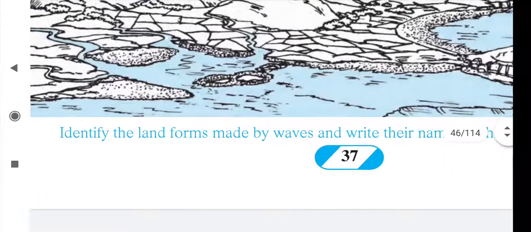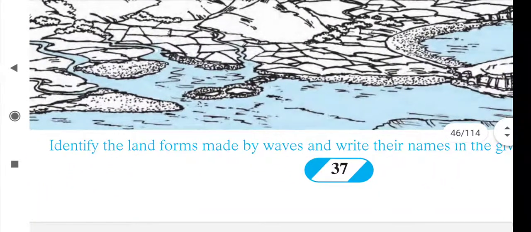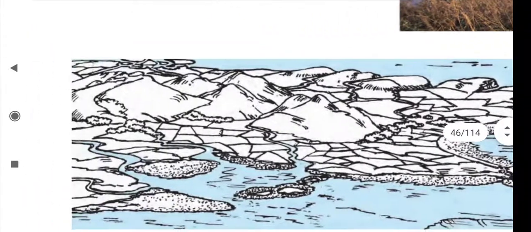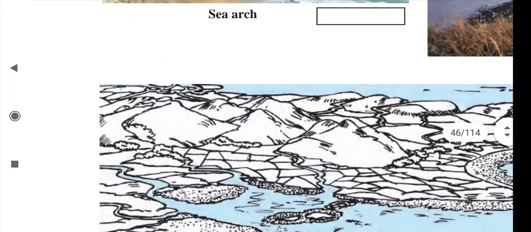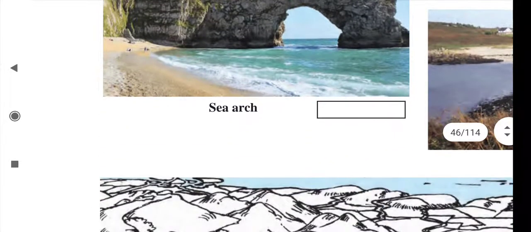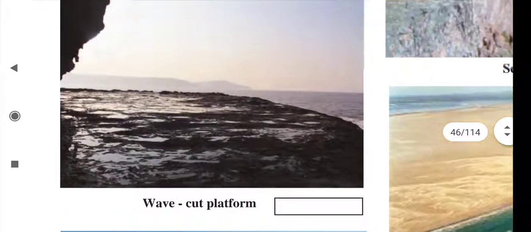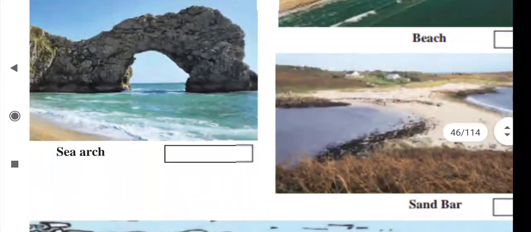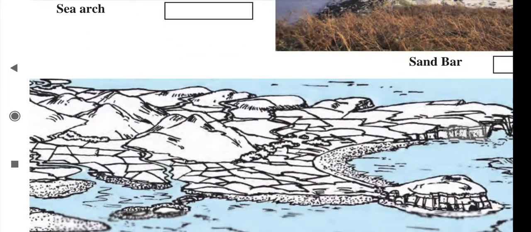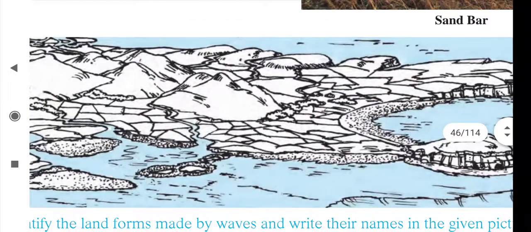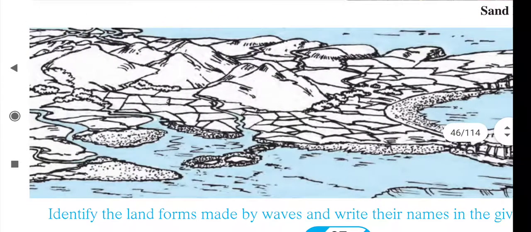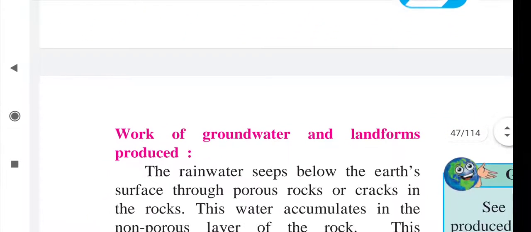So what is given? Identify the landform made by the waves and write their names in the given picture. So you have to write the names. Which type of landform is given? So that is your work, children. You have to study the above pictures and write which type of landform is formed here. Where is the lagoon? Where is the cliff? Then wave cut platform, so that you have to show.